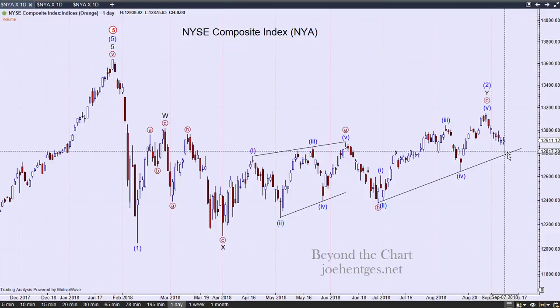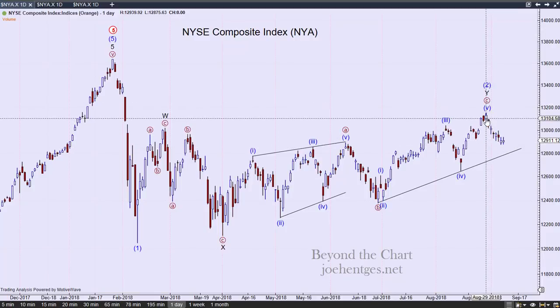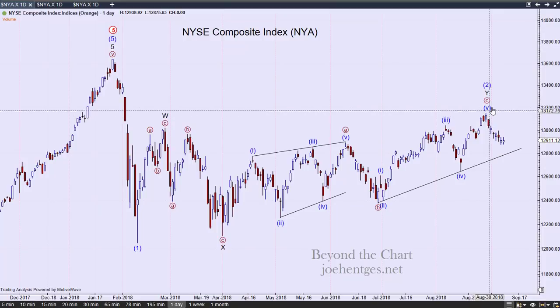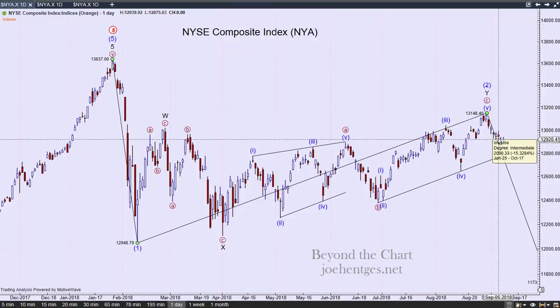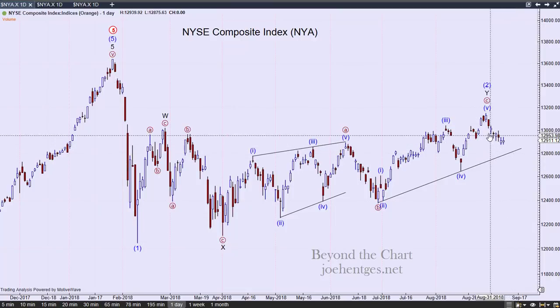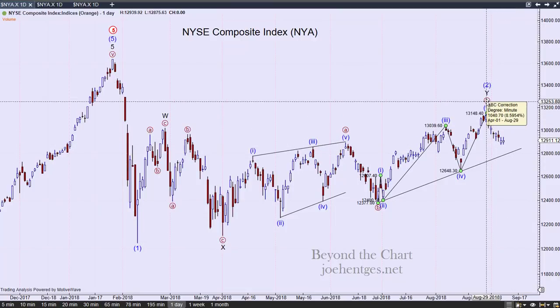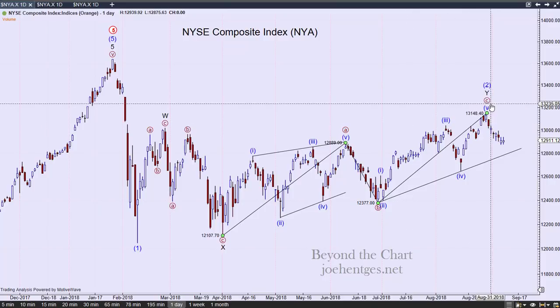You can see what we did this week. We continue to trend to the downside. We only had 4 days of trading, but I am now labeling this August 29th high as the end of intermediate wave 2. My expectation is that the selling will continue to come on down, that we've completed the little wave structure in here that we've had.